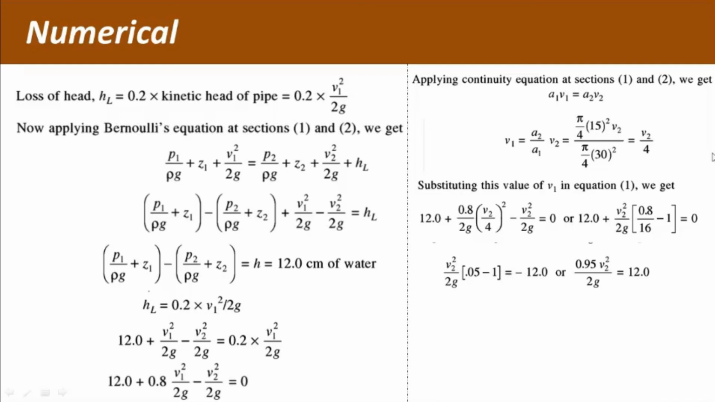The 12 goes to the right side. So basically this will come as minus 0.95, and the minus minus signs will cancel. So finally we will have 0.95 V2 square upon 2g, that equals 12.